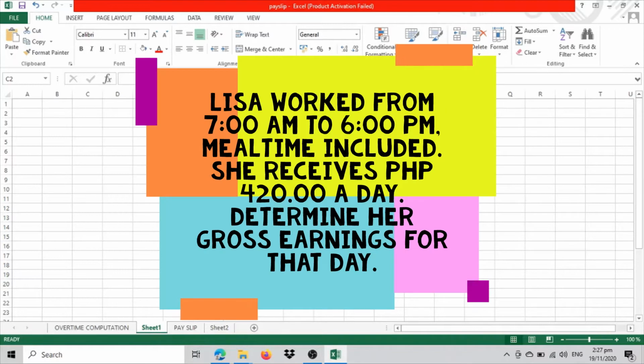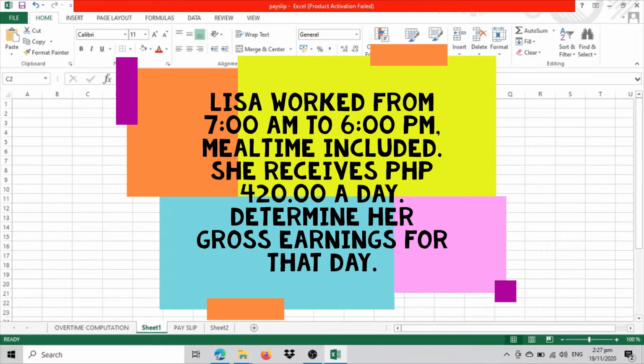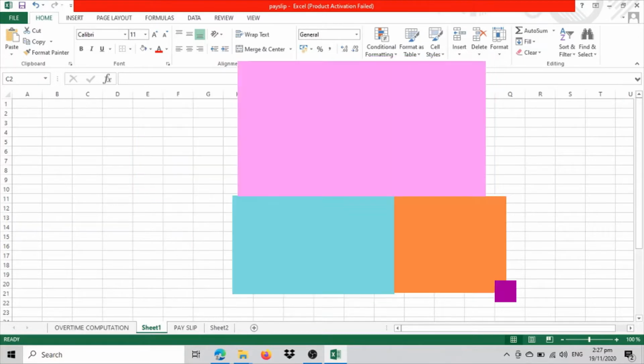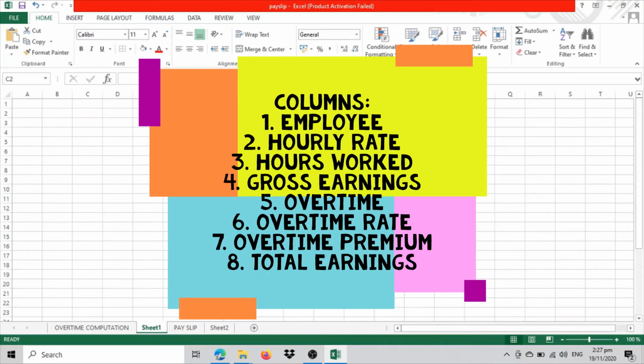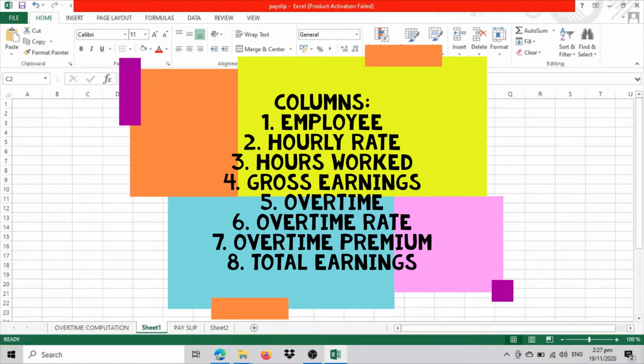Lisa worked from 7 a.m. to 6 p.m. Mealtime included. She receives 420 pesos a day. Determine her gross earnings for that day. To solve the problem, we will create a table. This table consists of the following: the name of the employee, hourly rate, hours worked, gross earnings, overtime, overtime rate, overtime premium, and the total earnings.